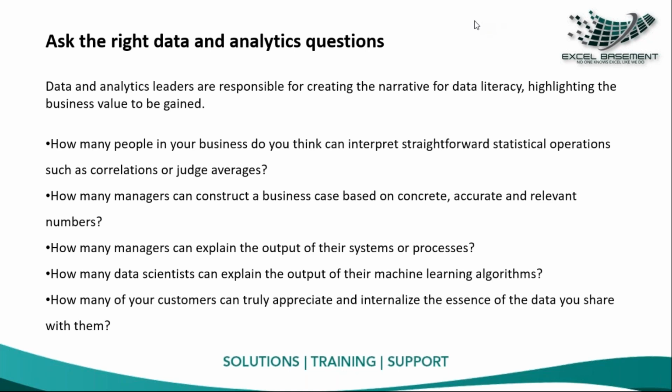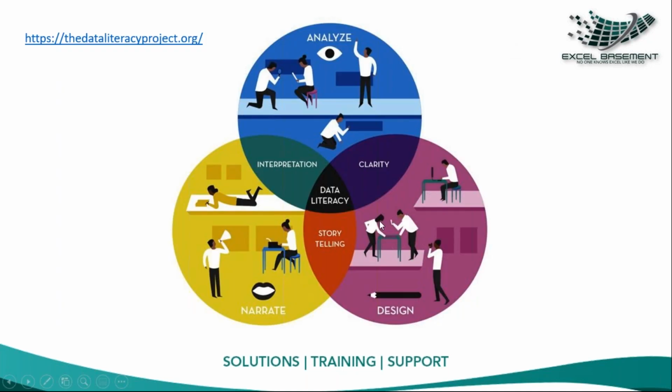Now moving forward, there is a picture on your screen which has three circles, and they are interconnected, and in the middle you can see a word called data literacy. Now, how does this data literacy develop?